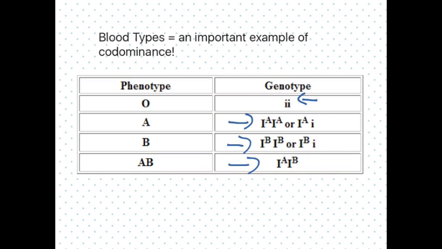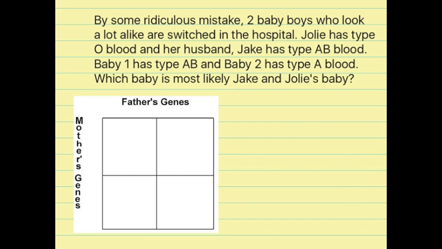This is very useful when they are trying to do paternity tests. Long ago, they had babies switched at birth. That could be taken care of by looking at the blood types of the parents. So here's a practice problem.